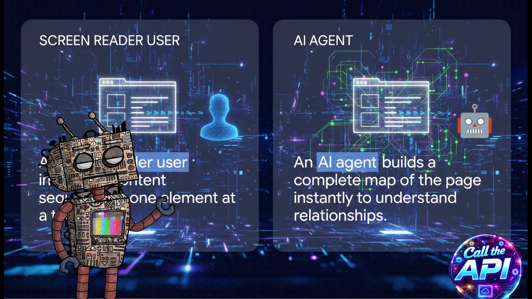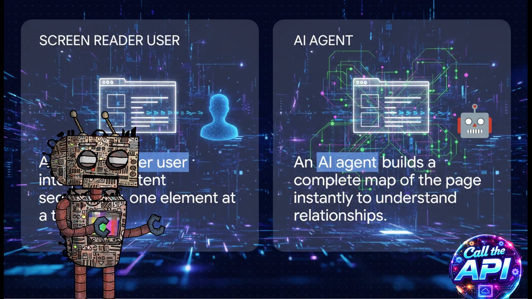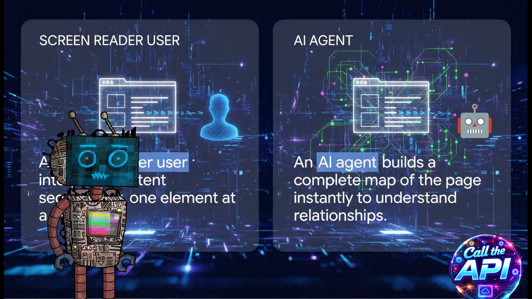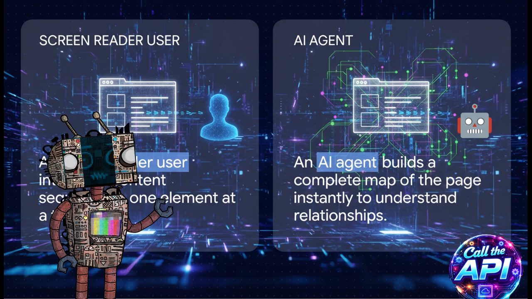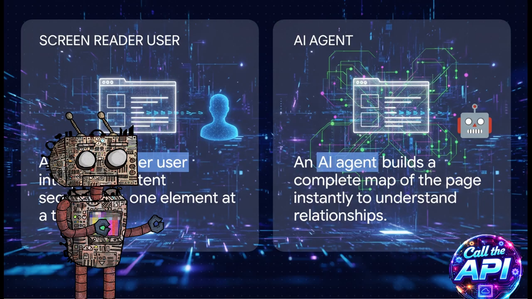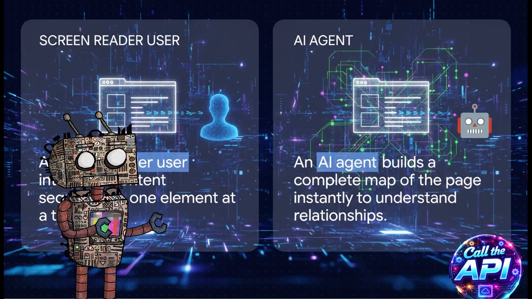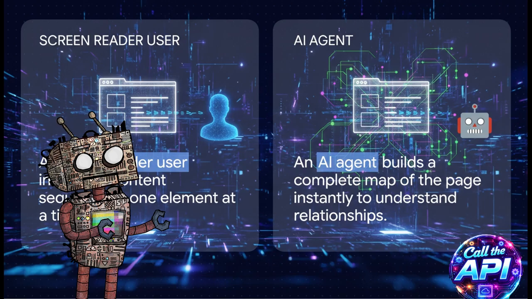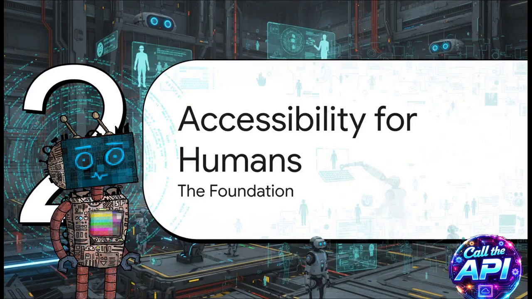Okay, so on one side, you've got a person using a screen reader. They experience your site one piece at a time, sequentially, like a story being read out loud. On the other side, you've got an AI agent. Think of a shopping bot or a search crawler. It doesn't listen. It instantly creates a full blueprint of your page, trying to understand how everything connects. One is linear, the other is holistic, but both of them are desperate for the same thing: a clear, logical structure.